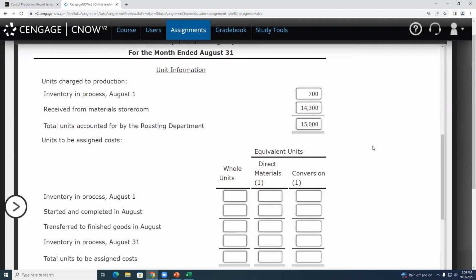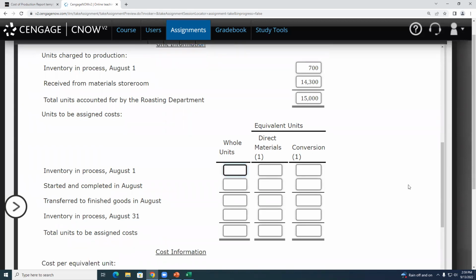Remember, steps 1 and 2 are units only. It has it labeled here for us, unit information. Keep in mind, there are no dollars in this first part. It's all units. So we start with our 700 units that were in beginning inventory. Again, we have the assumption, no direct materials added later on in the process. All direct materials are added at the beginning. So those were already in process as of August 1st, so we didn't add any more direct materials. But they were 20% complete, which means we had how much left to do? 80%. 560. Thank you. So 560, 80% of 700.